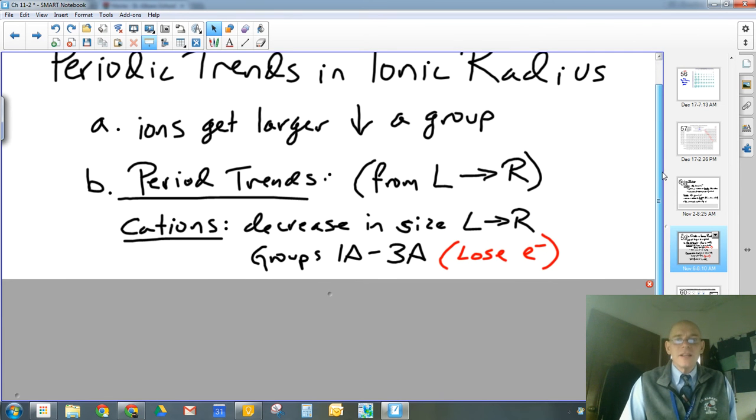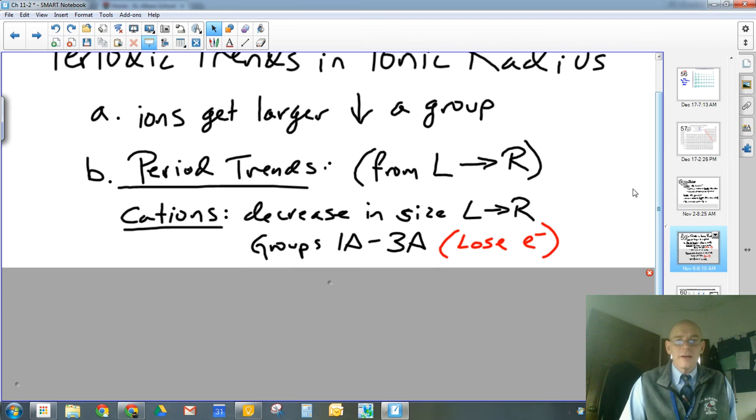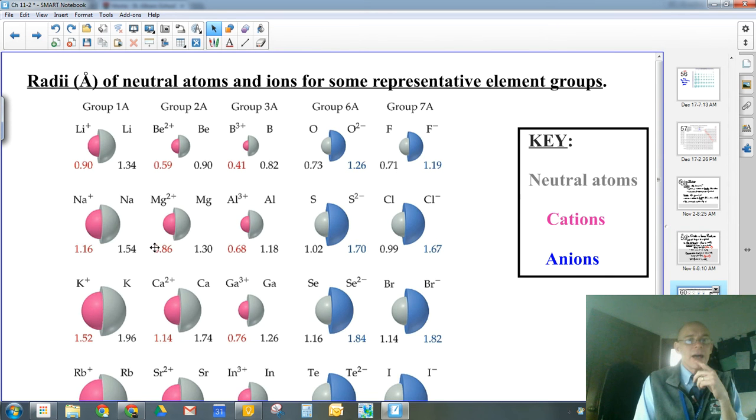The cations decrease in size from left to right, and that's because they are losing progressively more electrons. So let's go back again to this chart, and let's look at sodium, magnesium, aluminum, a +1, +2, +3 ion, meaning cation, meaning it's lost 1, 2, and 3 electrons. So, of course, the nucleus stays the same, so the attractive force to that nucleus becomes progressively greater as you lose 1, 2, or 3 electrons, forming cations. So the cations get smaller and smaller.